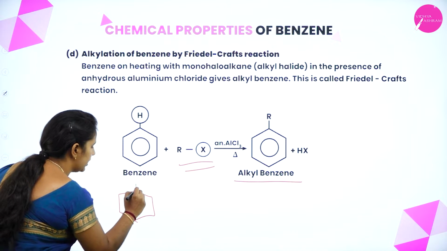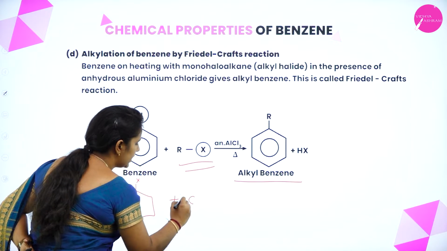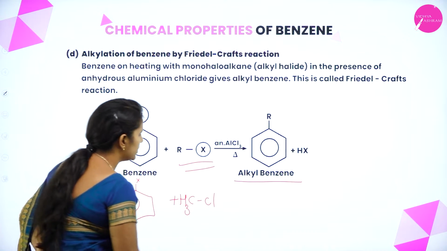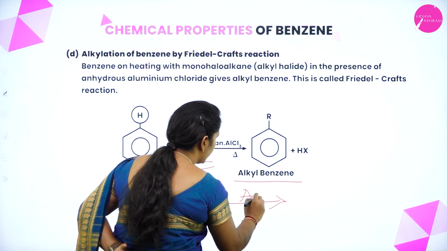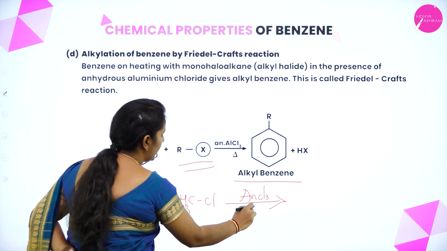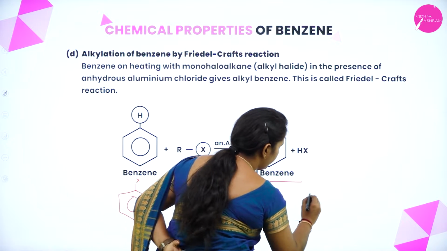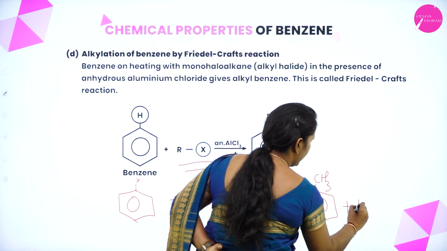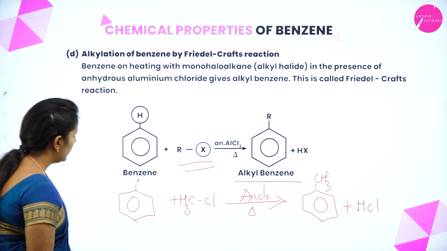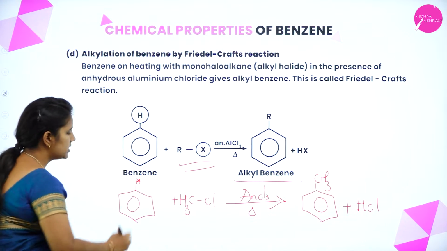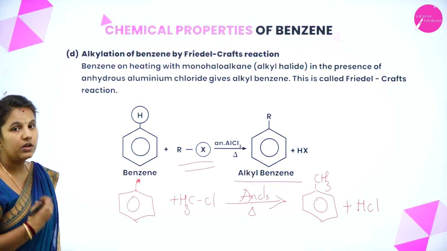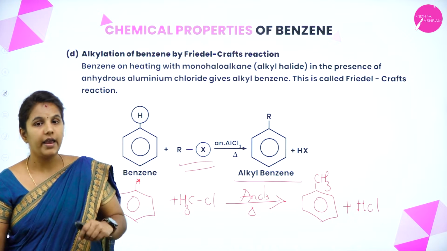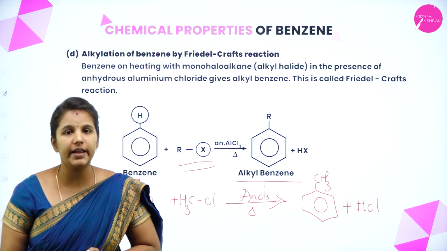So I'll write benzene. I'll consider CH3Cl as my alkyl halide, in the presence of anhydrous aluminium chloride, and if you heat this reaction, it will form toluene plus HCl. This is how the reaction takes place, where you can observe that the alkyl group gets introduced to the benzene ring. Hence this process is known as alkylation.